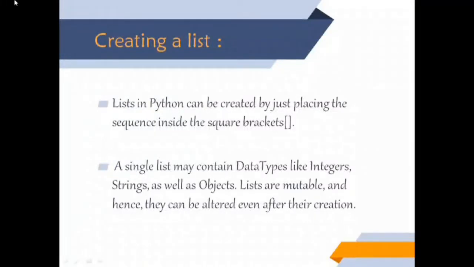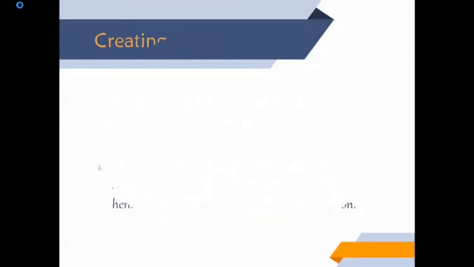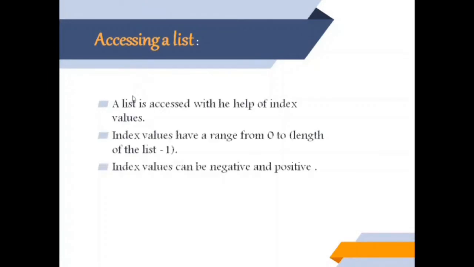As we have seen already how to create a list, now let us see how to access a list. Generally, a list is accessed with the help of index values. Index values have a range from 0 to length of the list minus 1. Index values can be negative and positive. Now, let us see the syntax to access a list.